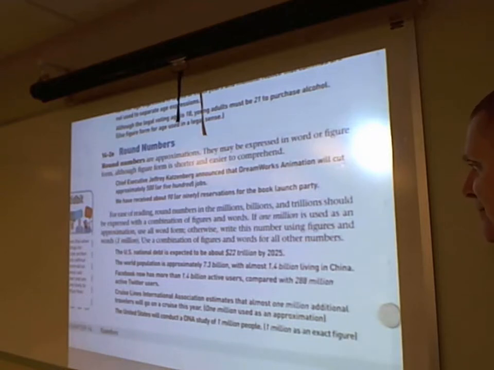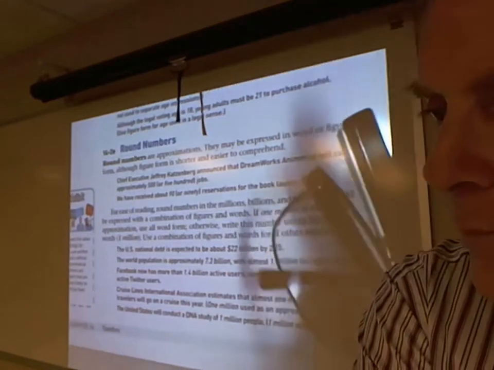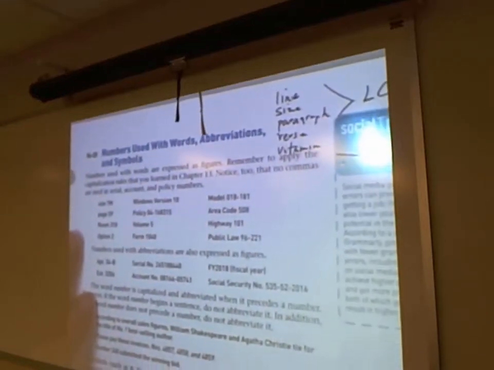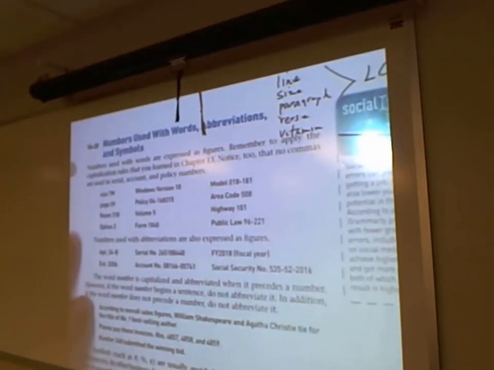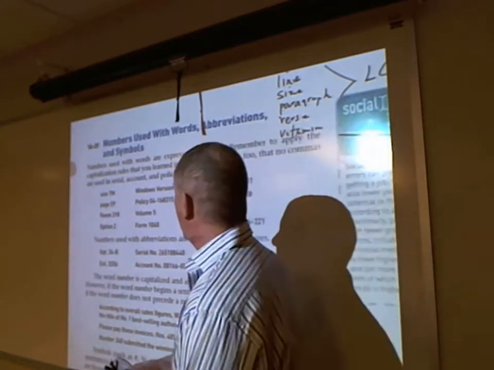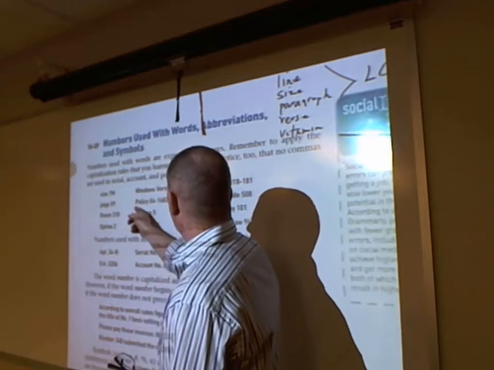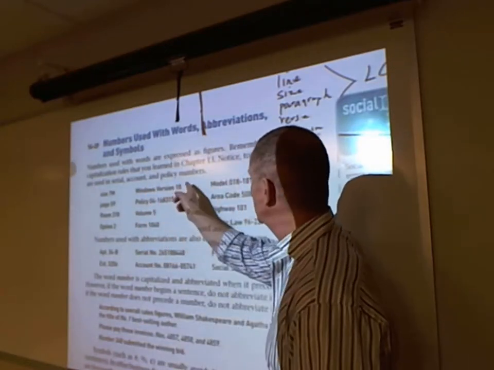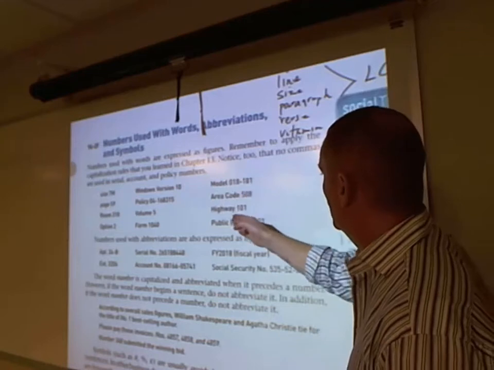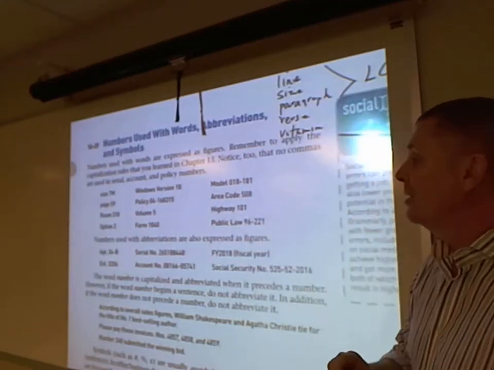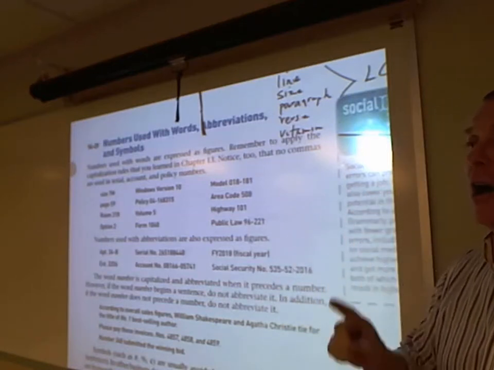Next section, numbers with words, abbreviations, and symbols. And notice some of these are capitalized, like Room 318, Option 2, Form 1040, Volume 5, Policy Number, Windows Version 10, Model, Area Code, Highway, Public Law. Those are capitalized. The ones that are not capitalized from the previous chapter are verse, line, paragraph, vitamin, and size. So size 714, page 59.